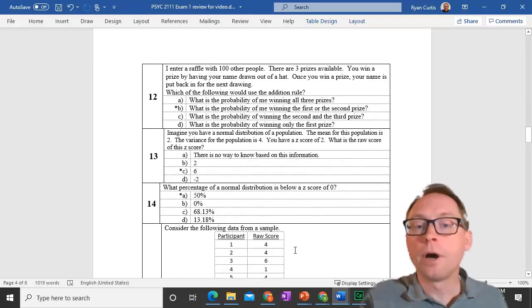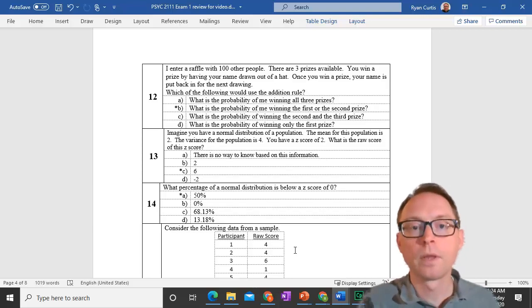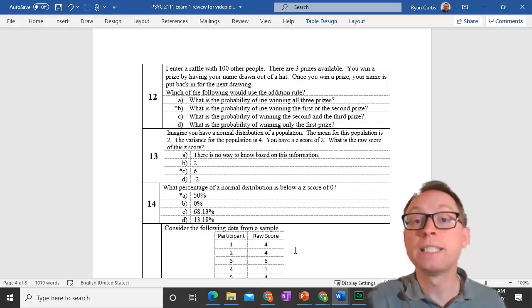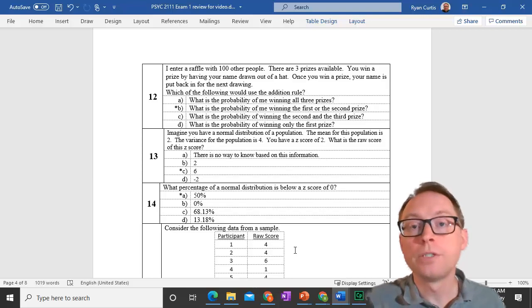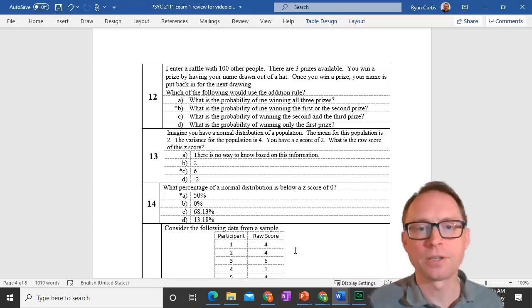I enter a raffle with 100 other people. There are 3 prizes available. You win a prize by having your name drawn out of a hat. Once you win a prize, your name is put back for the next drawing. Which of these would use the addition rule? Now remember, the addition rule is when you have this or this occurring. Multiplication is when you have this and this occurring.